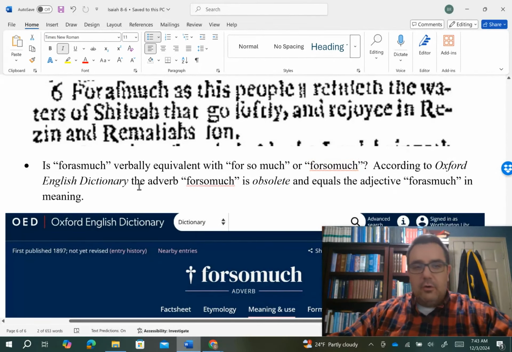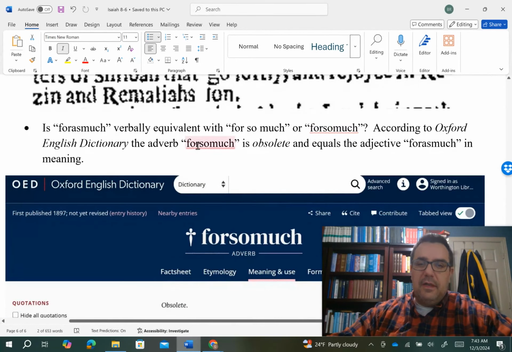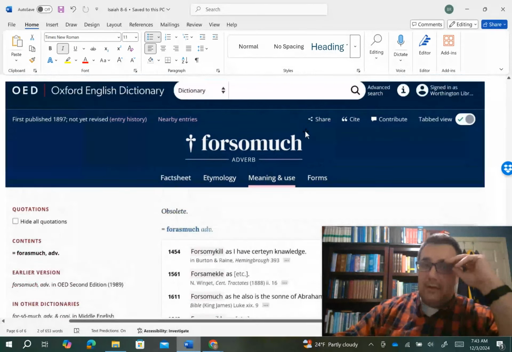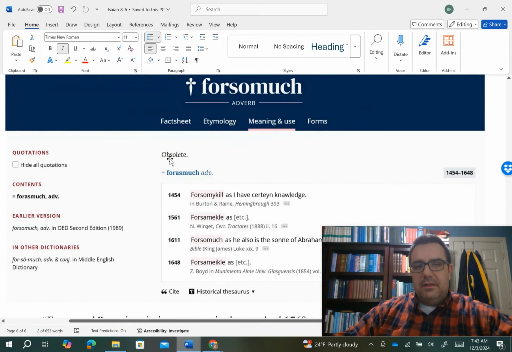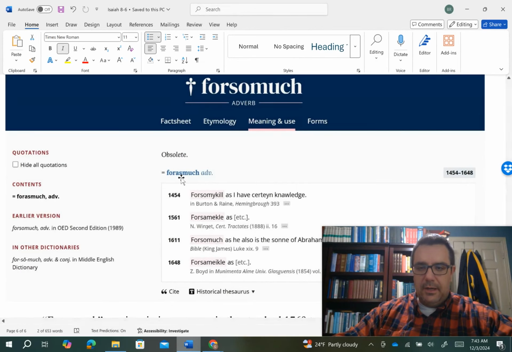Now, according to the Oxford English Dictionary, the adverb "forsomuch" is obsolete and equals the adverb "forasmuch" in meaning. So here is a screenshot from the OED website, "forsomuch." And we can see that this is obsolete in its adverb form, and it equals "forasmuch," according to the data that the OED is reporting.